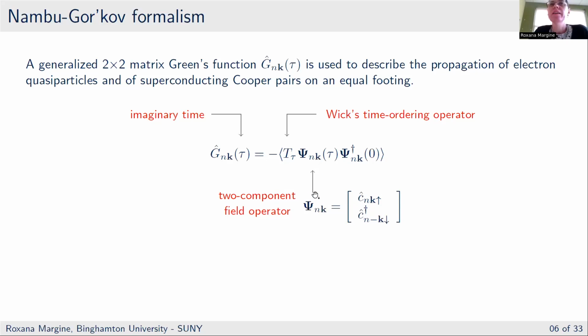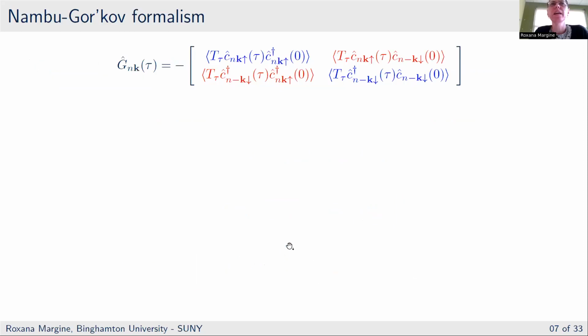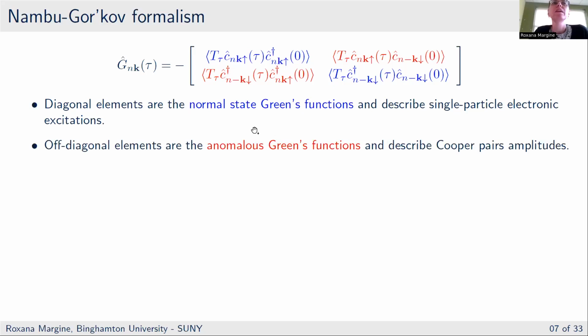So now if you plug this two-component field operator into this expression, and you just do a multiplication of two vectors, a column and a line vector, you will get a 2x2 matrix. In this case, the diagonal components are called the normal state Green's function and describe single particle electronic excitation. And you can see there is the annihilation and creation of an electron in the same state, momentum K and spin up, while the off-diagonal elements describe what is called the anomalous Green function, and they describe Cooper pair amplitude.